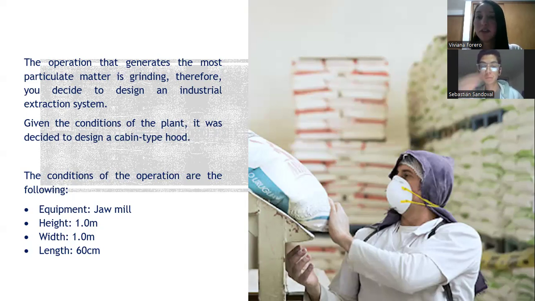Given the conditions of the plant, we as engineers decide to design a cabin type hood. The conditions of the operations are the following. Equipment is a jaw mill, height 1 meter, width 1 meter, and length 0.6 meters.